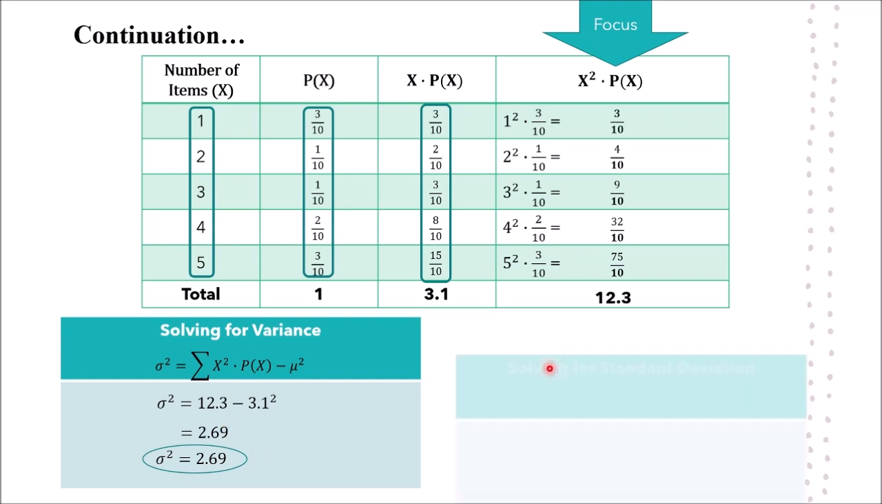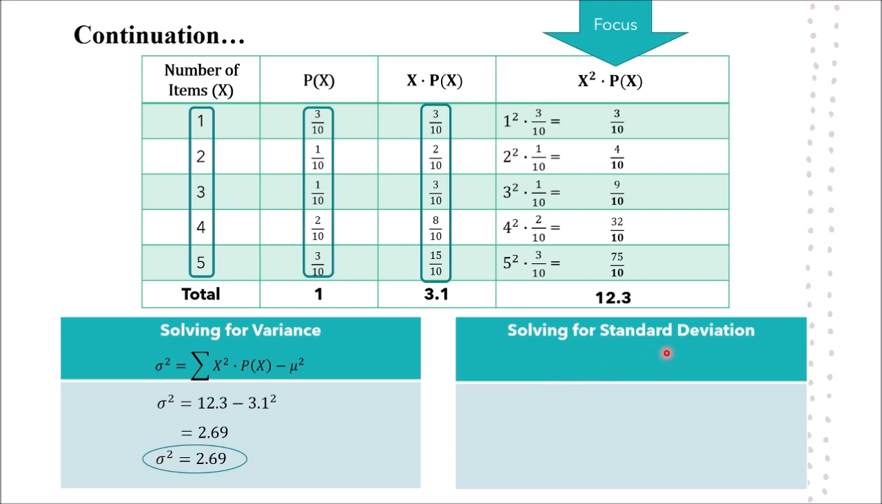Let's move on to the last step, which is solving for your standard deviation. We will be using this formula. We just get the square root of our variance. Again, we substitute the values from the given table. Once again, the summation of x squared times p of x is 12.3, and then we subtract from it the square of our mean. Then we get its corresponding square root. The value will be 1.64012147, or approximately 1.64.